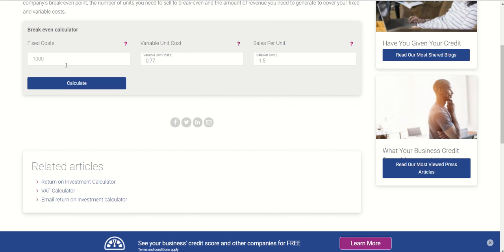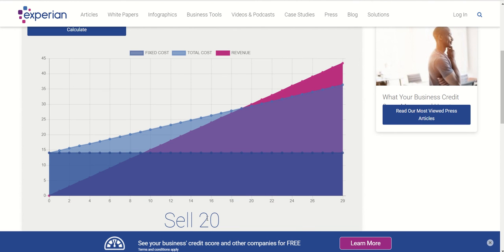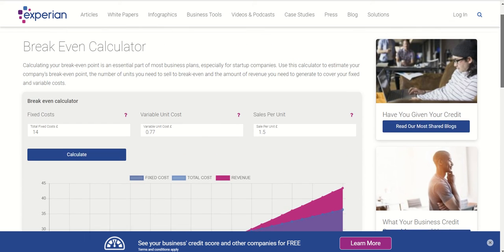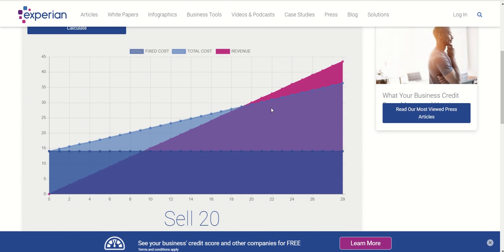So let's do that. Go back to the break-even calculator and just put 14 in. And calculate again. And now it's telling me I only need to sell 20, which is far more manageable. I could probably sell that within one or two days' worth of trading. And then I can start producing a lot of revenue quite quickly. When I get to 26 items or even 30 items, I'm already making a very tidy profit there.